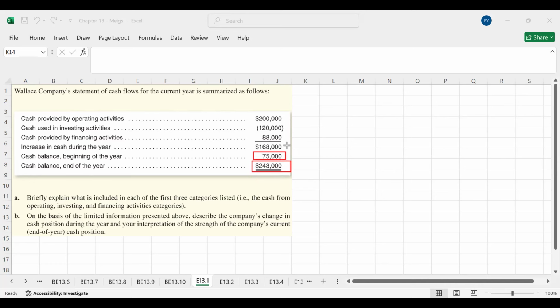You can see the operations were strong, providing 200,000 of positive cash flows. Based on the limited information provided, you can say that the use of 120,000 for the investing activities is difficult to explain. But one possible reason may be that the company is preparing for the future by acquiring additional assets like property, plant, and equipment, or any other investments. So the reason may be this, that the company is investing in additional assets. That's why it is negative cash flows.